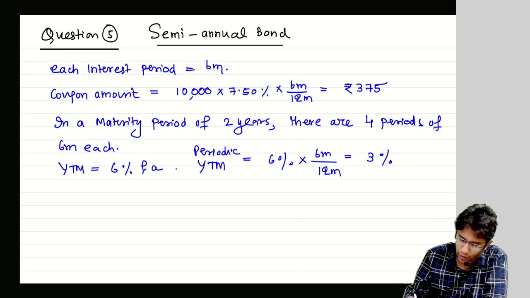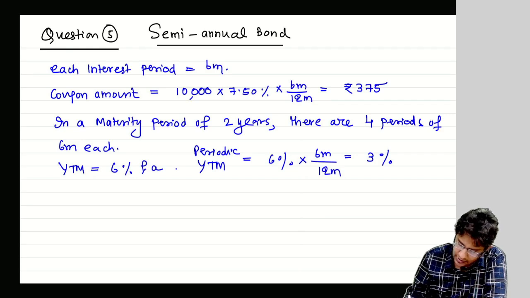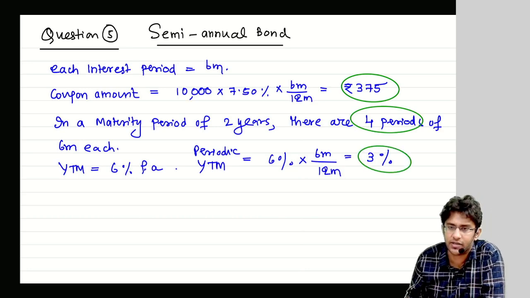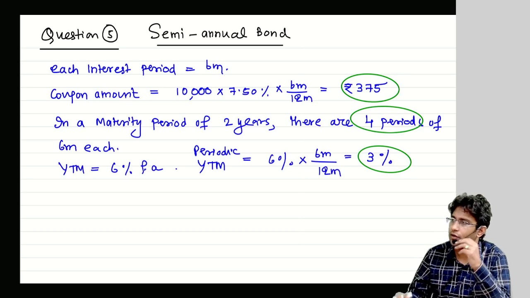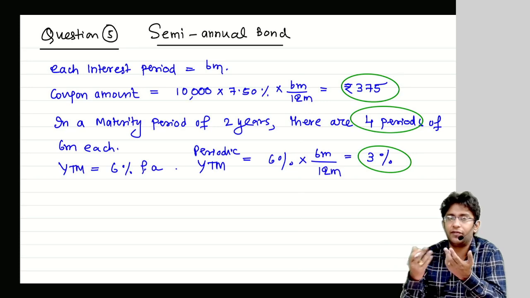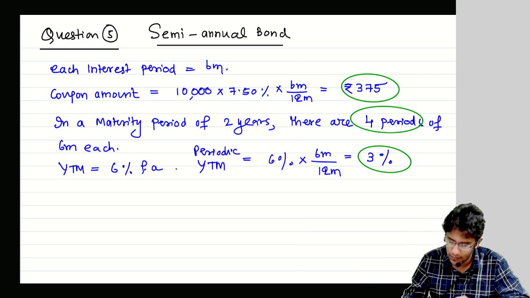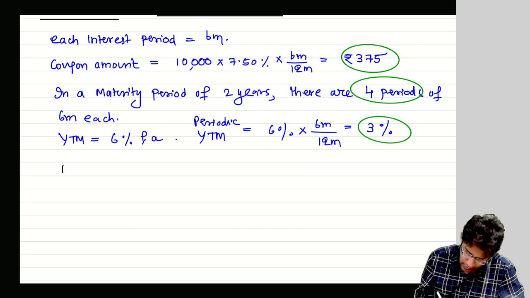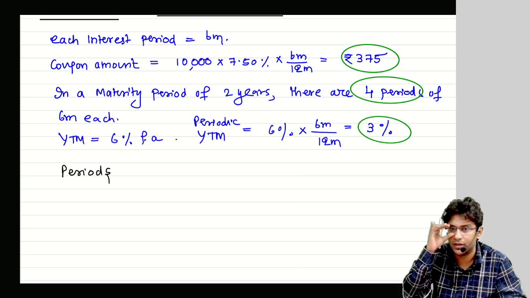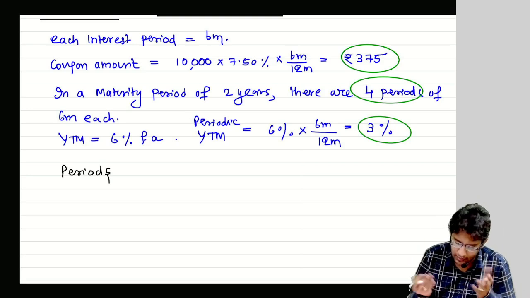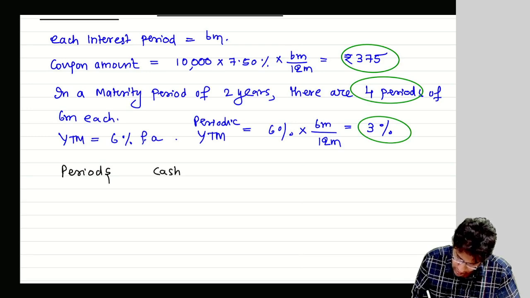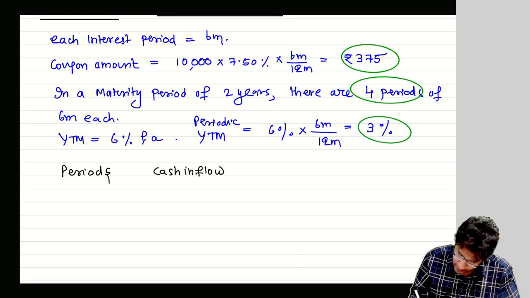So since it's a semi-annual bond, you see where all adjustments came. Adjustment was there in coupon. Adjustment was there in number of periods. Adjustment is there in discounting rate as well. Everything you have to convert into half yearly basis. Life on half yearly basis, discounting rate on half yearly basis, cash flow on half yearly basis. Then you do the sum normally. That's the reason in the columns I am putting the heading periods, cash inflows, PVIFA or PVIF at the rate of 3%.